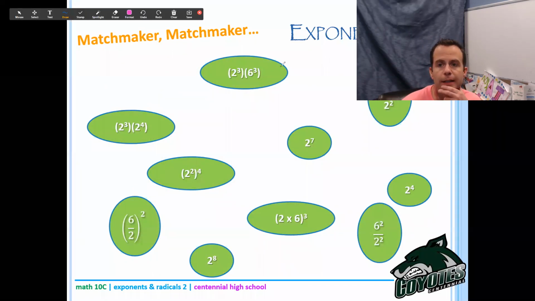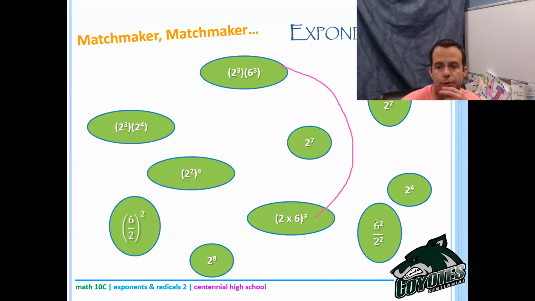So I'm hoping that you took this and said, those guys go together. When I am multiplying powers that have the same exponent on them, that exponent can really just carry to the back, and it'll be 2 times 6 all to the 3. When I'm multiplying powers here that have the same base, what do I do to the exponents? I add the exponent, so that would equal 2 to the 7.